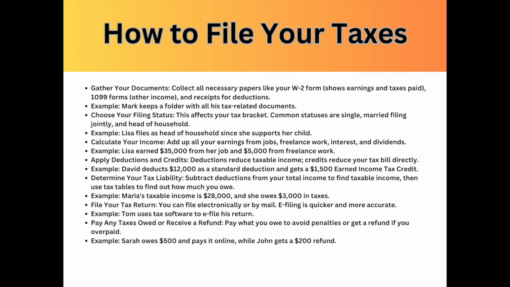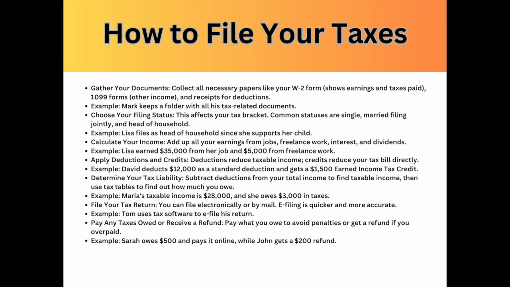The next step is to pay any taxes that you owe or receive a refund. For example, pay what you owe to avoid penalties, or get a refund if you overpaid. If you overpaid in your taxes, then you can get a refund for that. For example, Sarah owes $500 and pays it online, while John gets a $200 refund because he paid extra. So you can apply for a refund as well.